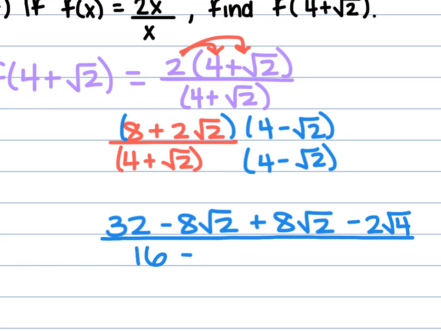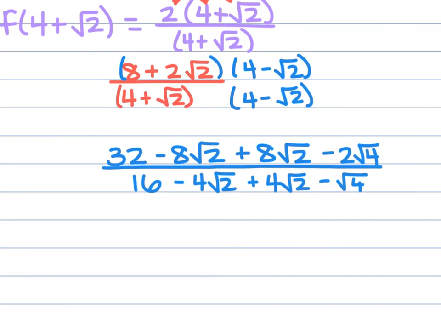4 times negative 2 is negative 4 square root 2. Square root 2 times 4 is positive 4 square root 2. Square root 2 times negative square root 2 is negative square root 4. So now we're going to simplify this. The 8 square root 2's cancel out on the top, and the square root of 4 is 2. So it's going to be 32 minus 2 times 2.